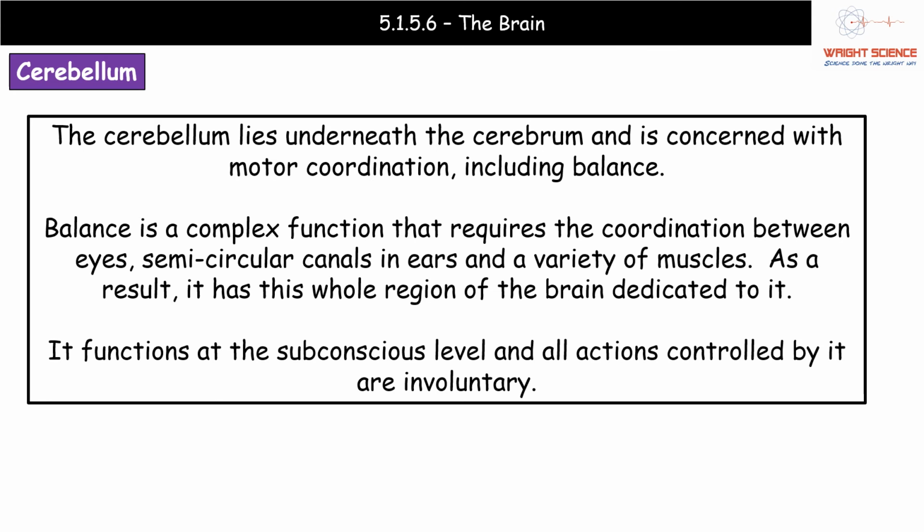i.e. being able to maintain verticality, that's actually quite a complex operation because it's taking information from a variety of sources: your eyes, the semicircular canals in your ears, muscles, etc., and therefore having to process all of that different information and send information down to make those minor adjustments so you don't just fall down randomly. So because of that, we've got this whole region of the brain dedicated purely to your motor coordination and balance. It is worth mentioning this is all involuntary, so it's all working at a subconscious level. You're not having to consciously think about it to just remain upright.